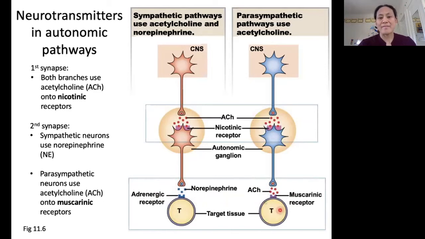Notice that we have the same neurotransmitter. If we look at the parasympathetic, we have the same neurotransmitter being used at both the first synapse and the second synapse, but we have different receptors being used. The first synapse has nicotinic receptors, and the second synapse has muscarinic receptors.